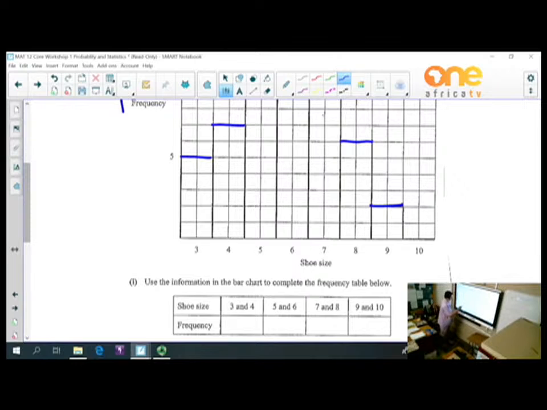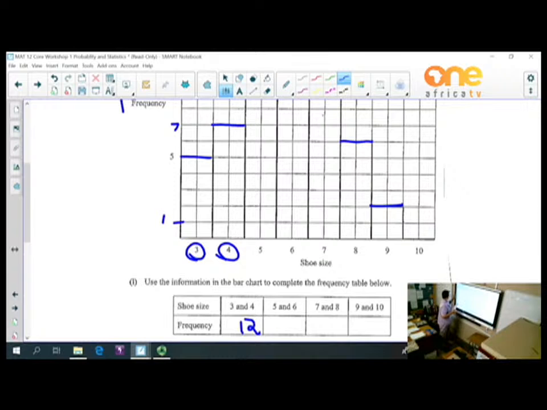Now, if we look here at shoe size 3 and 4, we just read it off. First, you must find the scale. 1, 2, 3, 4, 5 blocks, which means each block represents 1 pair of shoes. So we can just read it off then. This one is 5, that one is 7, so together it will be 12.